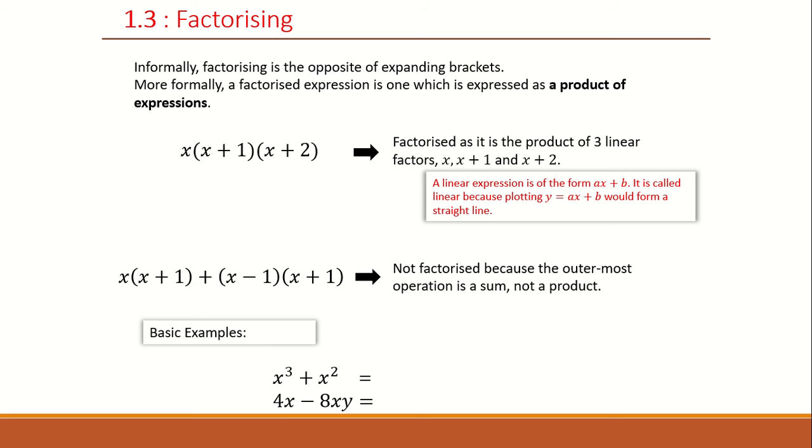Okay, firstly, these two questions should be fairly simple. We have to find a common multiple within these two expressions, x cubed and x squared, and we should get x squared as a common multiple. So x squared should be on the outside with x plus 1 as a bracket. For the second one, you should get 4x(1 minus 2y), because 4x is a common multiple and can be factorised out.